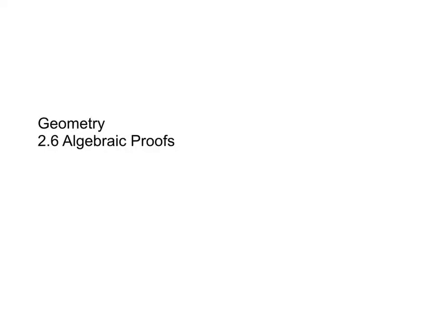Hey guys, it's Mr. Riz, and we're going to do section 2.6, which is algebraic proofs. So we're going to start two-column proofs, and these are the easier of the two-column proofs. Most of the stuff you guys should already know how to do from Algebra 1, but we're going to get used to answering in the form of a proof. And what we're going to do first is just review some properties or postulates.